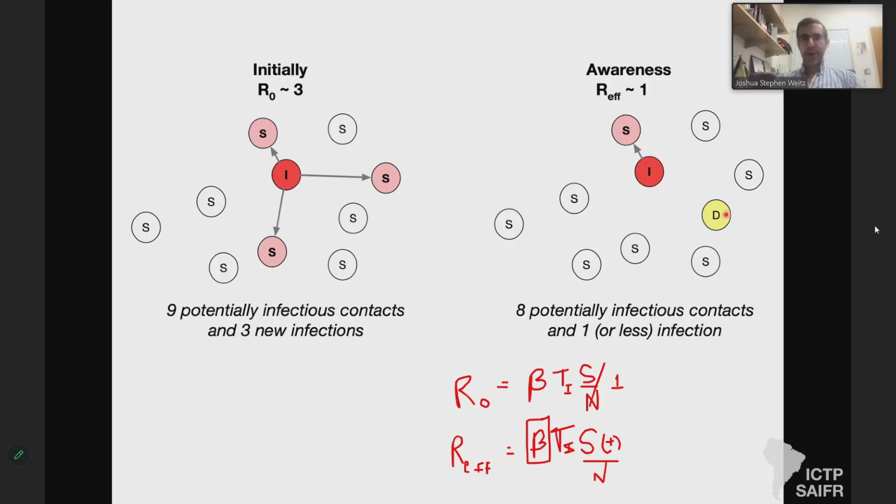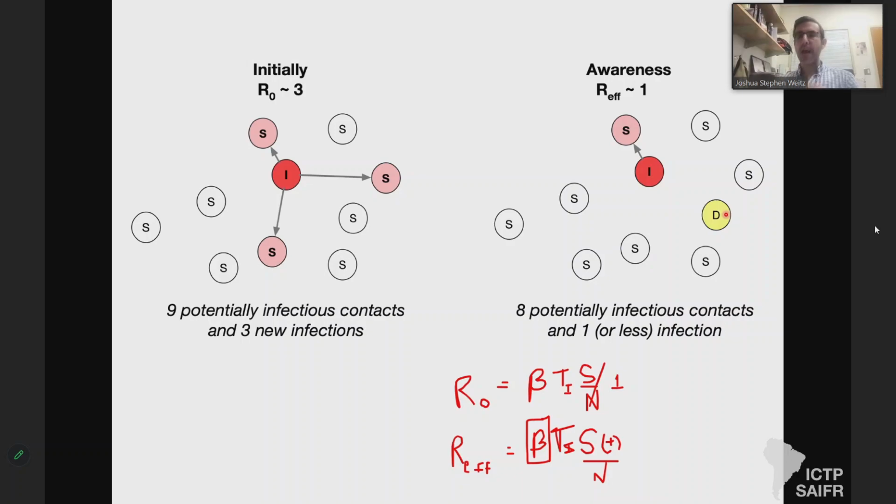I understand your question. So let me try to break it down. In a world in which any interactions happen, this infectious individual on the left has 9 people who they could infect. That's what I mean by potentially. If they interacted, that could lead to an infection. On the right, because of the fatality, there are only 8 such people.